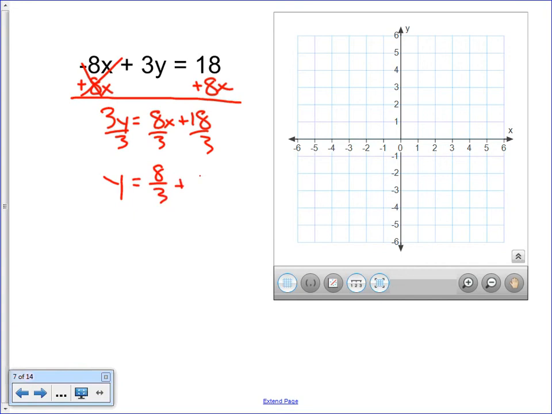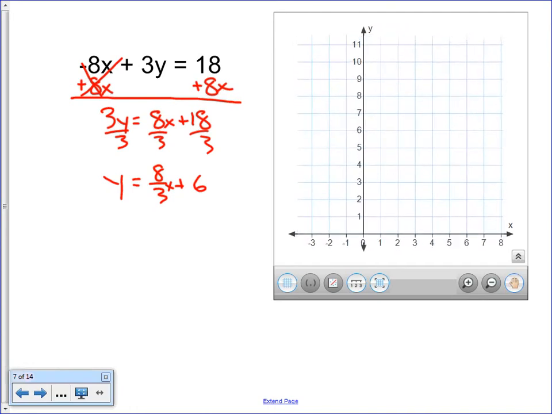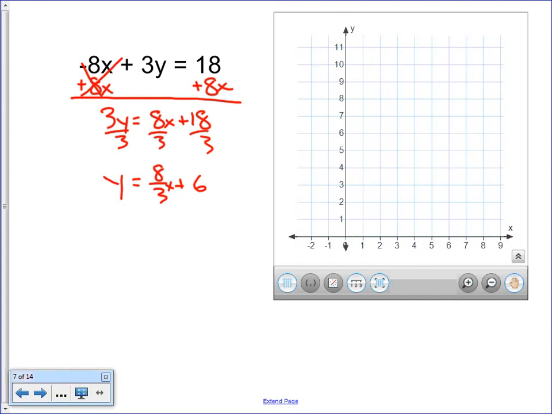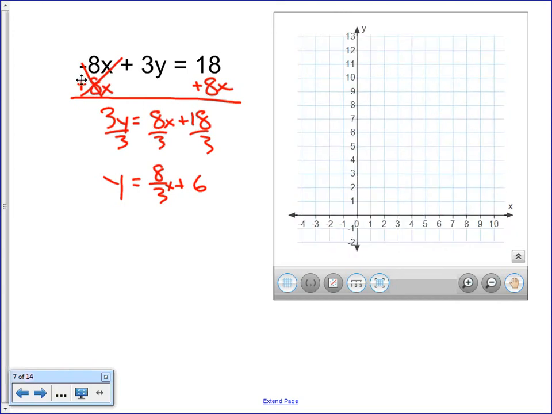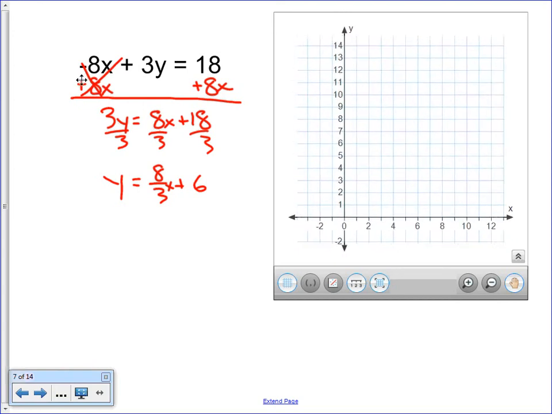x plus 6. Oh, forgot the x there. So we're going to start at 6, and I got to move my graph around. Let's see, 6. And zoom out a little bit. So y-intercept at 6. I need to go up 8 and over 3. So 14 over 3. There's my line. And we're going to go on that one.